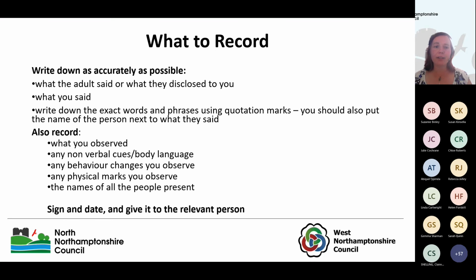Any physical marks that you observed? Where were they? What were they? And the names of all the people present. So who was around when you were talking about it?